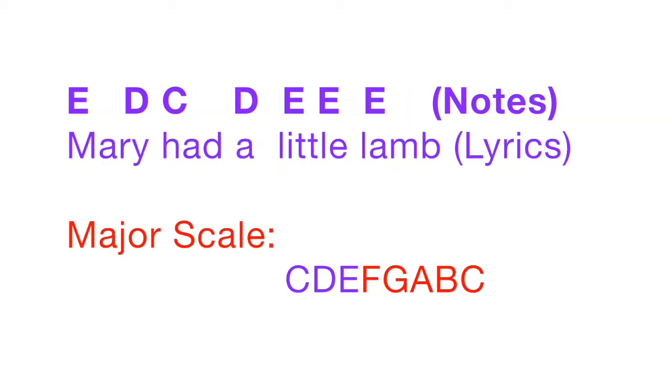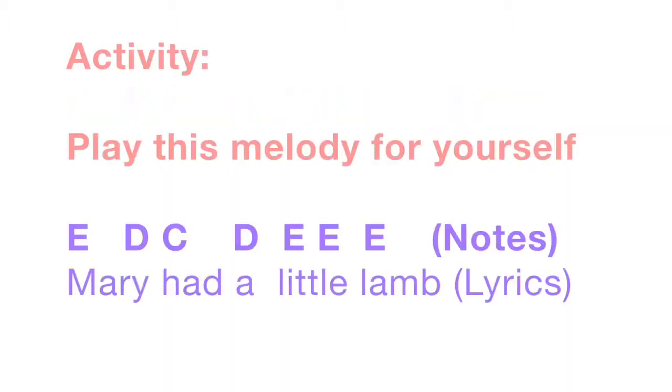Notice that the first line of this song only uses the first three letters of the major scale, C, D, and E. Notice too the freedom of note selection. We can go back and forth and mix and combine notes in any way we choose, as long as it makes musical sense to the ear. Now here's an activity. Try playing this melody line for yourself.